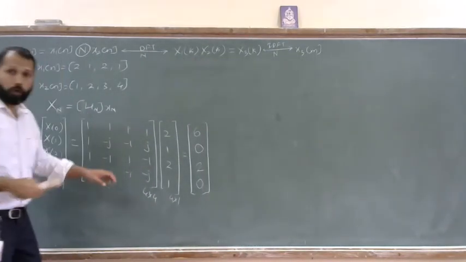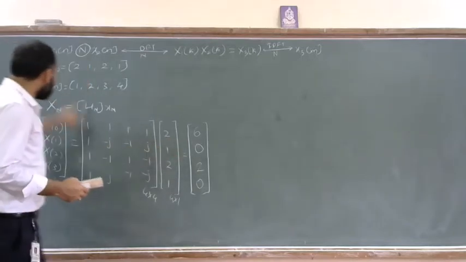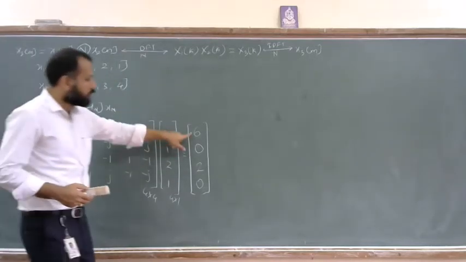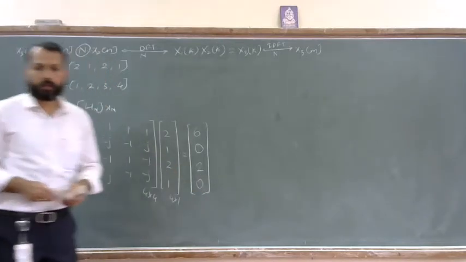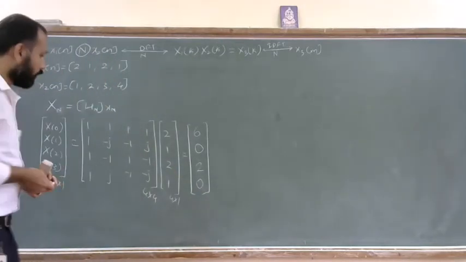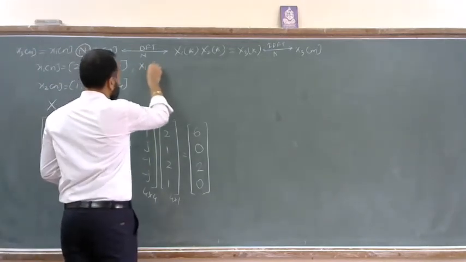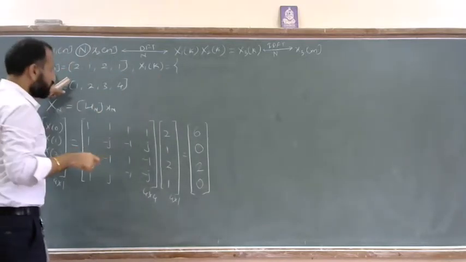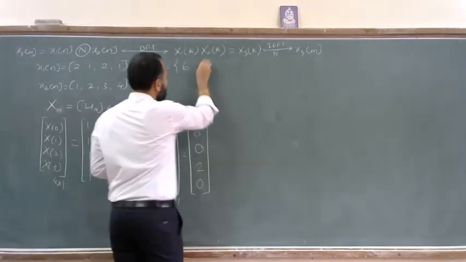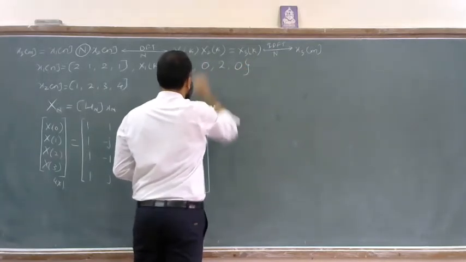So the 4-point DFT of the sequence 2, 1, 2, 1 is 6, 0, 2 and 0. Okay, so this is the 4-point DFT. So we'll write it here. X1 of k, the 4-point DFT of this 4-point sequence is 6, 0, 2, and 0.